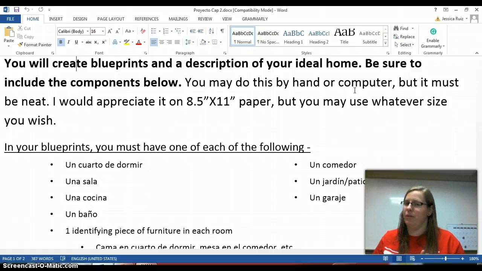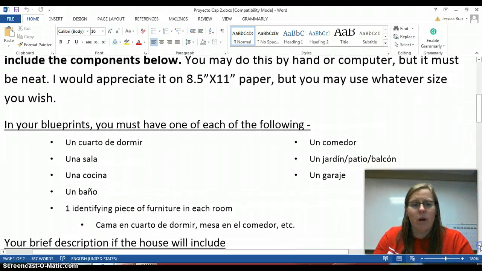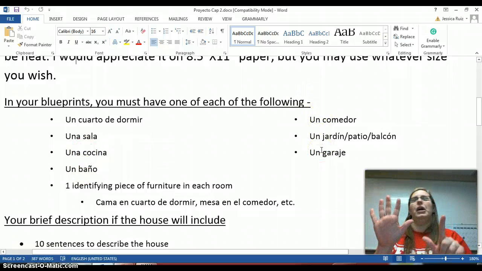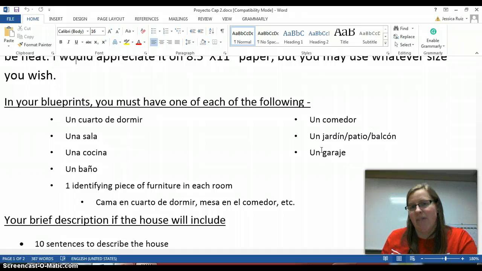Anything smaller than that, you're probably not going to be able to fit the project requirement on. So just keep that in mind. If you want to use graph paper, go for it. If you want to use white printer paper, go for it. I'm not going to be picky about those things. I am going to be picky about the content, okay? So we've gone over what are the items you need to include. 1, 2, 3, 4, 5, 6, 7. 7 rooms or components, because we wouldn't really call the yard a room. And then inside each of those, you must have that identifying piece of furniture, okay?